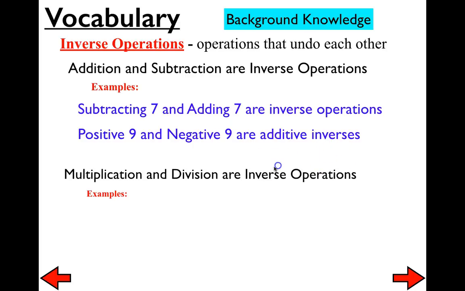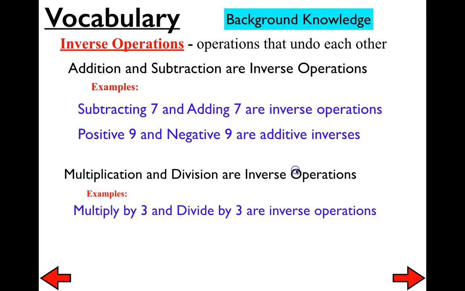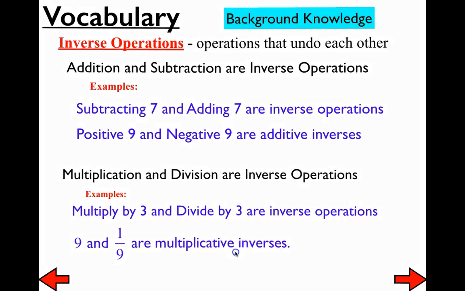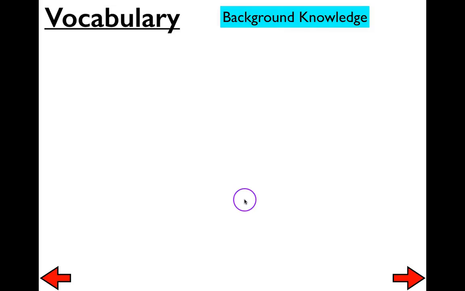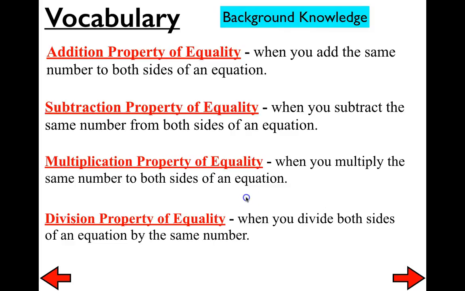Same thing with multiplication and division: they are inverse operations. An example might be multiplying by 3 and dividing by 3 are inverse operations. However, 9 and 1/9 are multiplicative inverses because these are reciprocals of each other. The last vocabulary background is the 4 types of property of equalities. Basically, this is what's going to allow you to keep your equations balanced. You've heard it before, whatever you do to one side, you must do to the other.